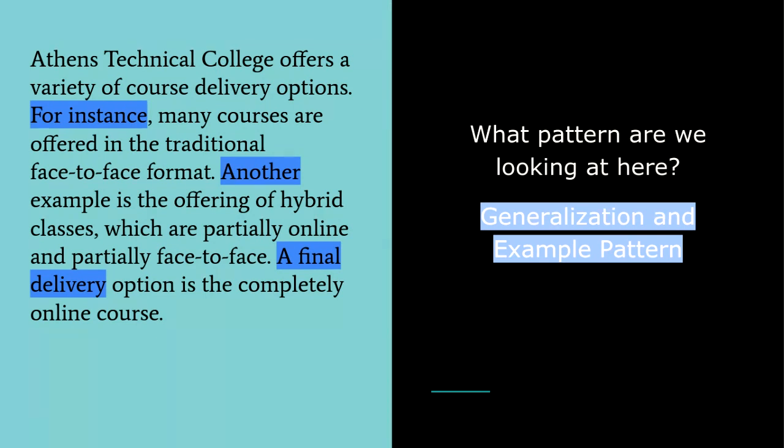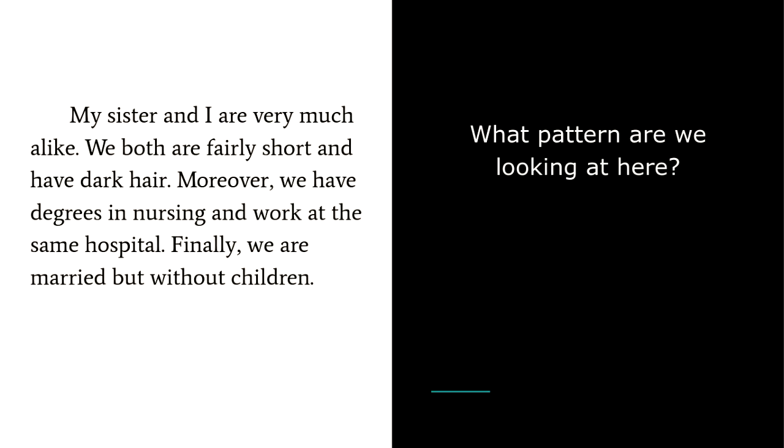Let's look at another one. My sister and I are very much alike. We are both fairly short and have dark hair. Moreover, we have degrees in nursing and work at the same hospital. Finally, we are married but without children. What pattern do you see here? What words are going to stick out? Okay, we do have moreover and finally, but these are transitions of addition, and they don't necessarily tell us what the relationship pattern is we're looking at.